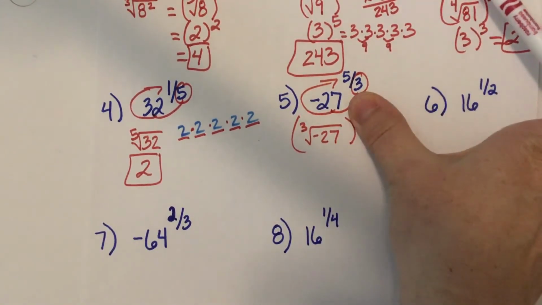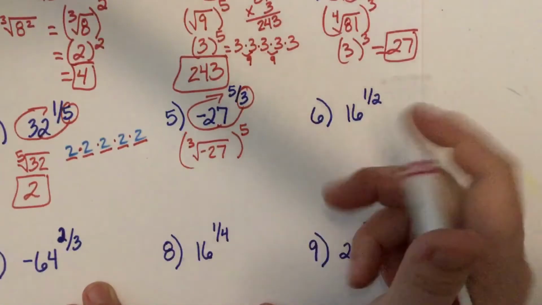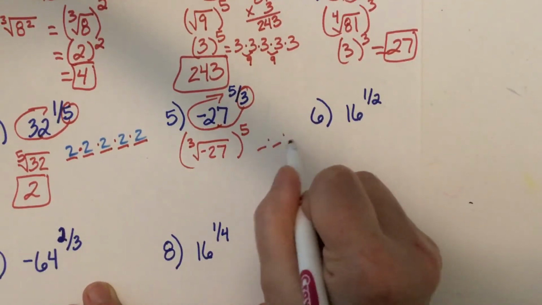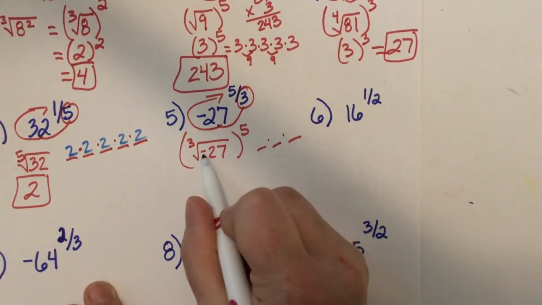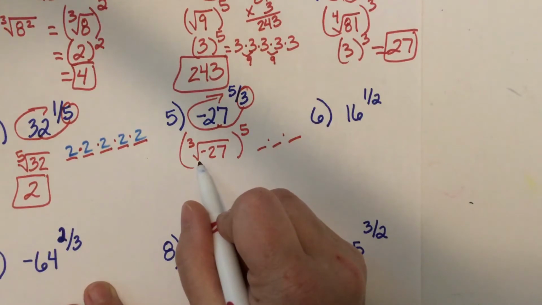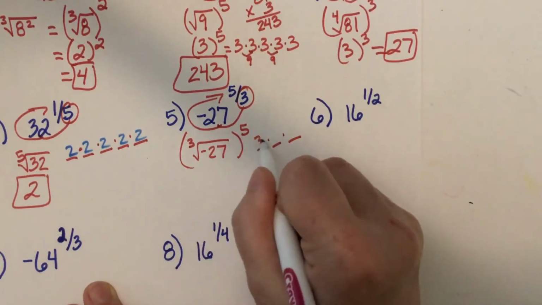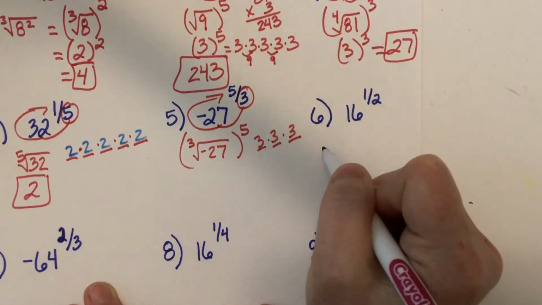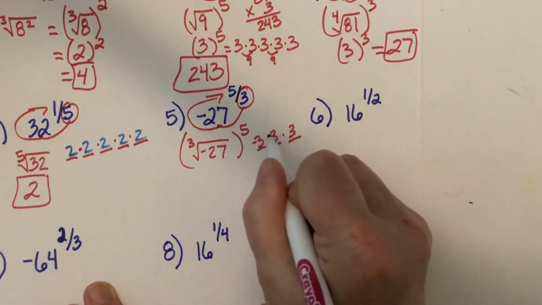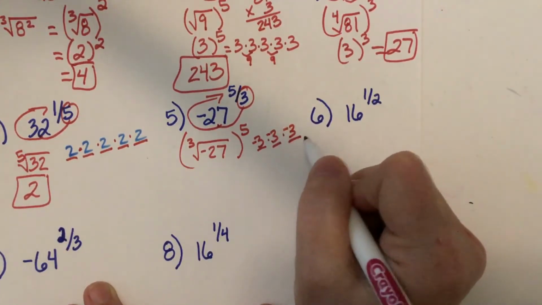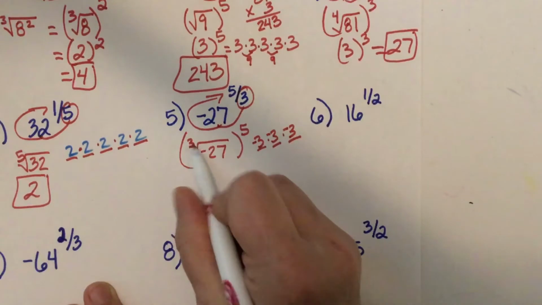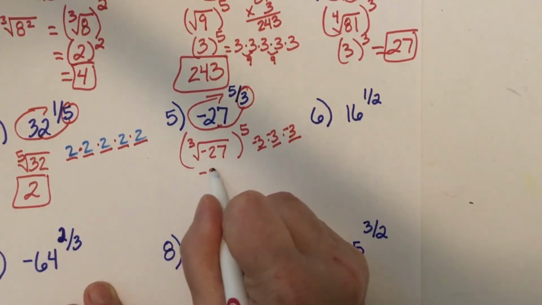All right, so cubed root of negative 27. What can I multiply together 3 times and get negative 27? Well, 3 times 3 times 3 is a positive 27. So negative 3 times negative 3 times negative 3 makes a negative 27. So the cubed root of negative 27 is negative 3.